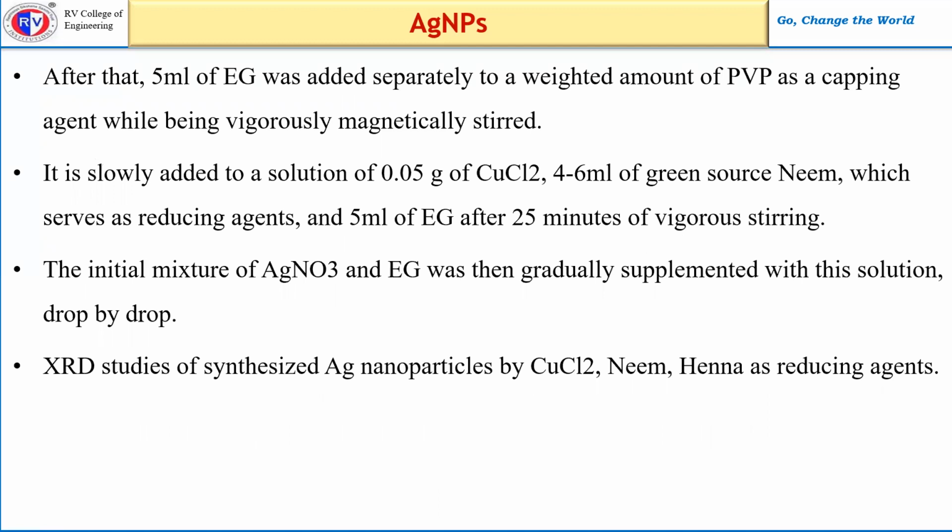After the previous process, 5 ml of EG was added separately to a weighed amount of PVP as a capping agent while being vigorously magnetically stirred. Then it is slowly added to a solution of 0.05 gram of copper chloride, 4 to 6 ml of green source neem, which serves as a reducing agent, and 5 ml of EG after 25 minutes of vigorous stirring.